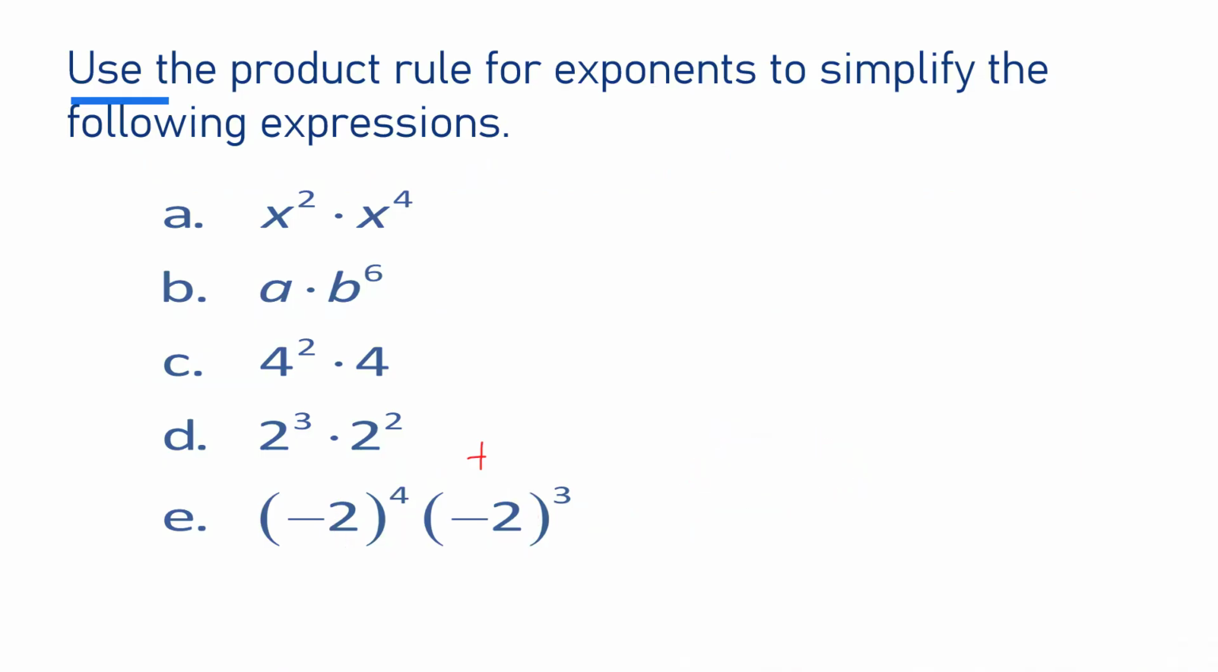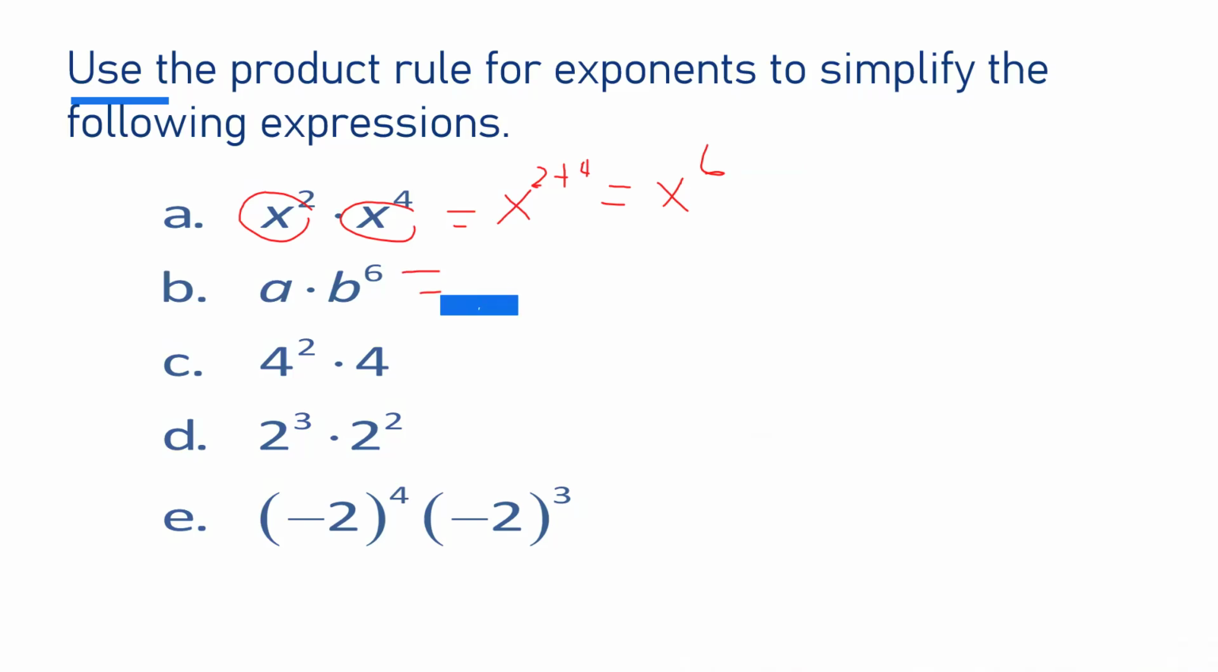So for a, I've got x to the power 2 times x to the power 4. Yep, I've got x and x as the base. So the rule says you've got to add 2 plus 4, which gives you x to the power 6.